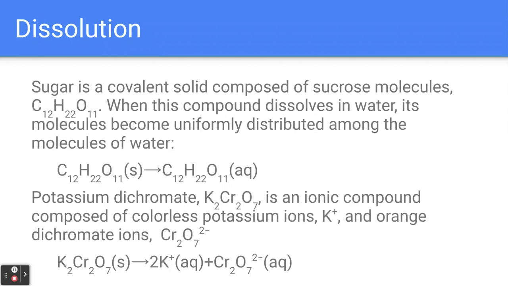But if we take ionic solutions, such as potassium dichromate, K2Cr2O7, I know we don't talk about dichromate too much, but Cr2O7 is an ion itself with a -2 charge. When we dissolve that into water, we're going to get two potassium ions and one dichromate ion. When ionic solutions are dissolved, they split into their specific ions. So you're going to have three ions dissolved in solution in total.